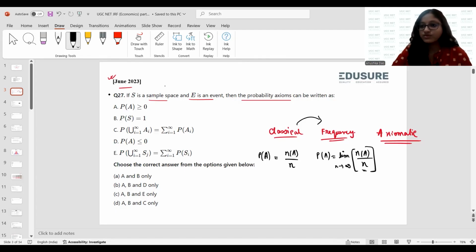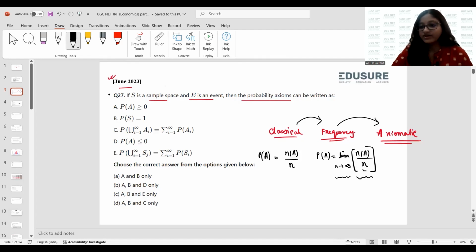So in the frequency approach, probability is defined as the relative frequency in the long run, right? If you take limit n tends to infinity, it means you are measuring the relative frequency in the long run, that is n is going to infinity. That is how you define probability in the frequency approach.